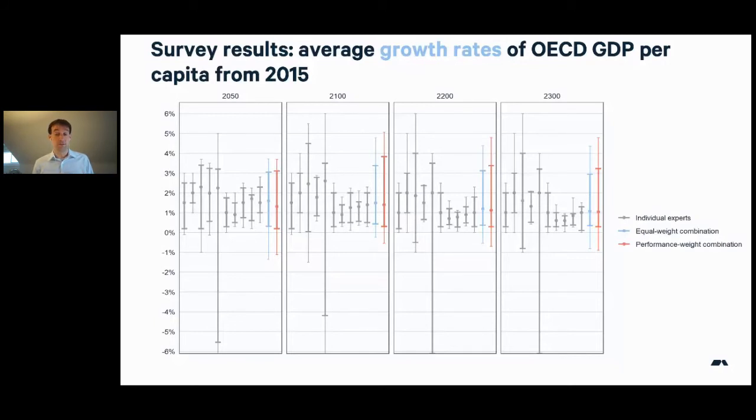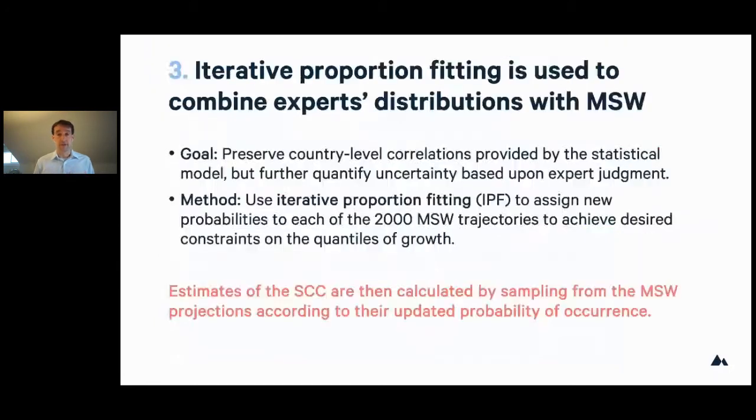So that was step 2 with the economic growth survey. And step 3 is to combine that with the econometric approach. Our goal here is to preserve those country level correlations that are provided by that model, but quantify some of them and inform it based on the expert judgment.